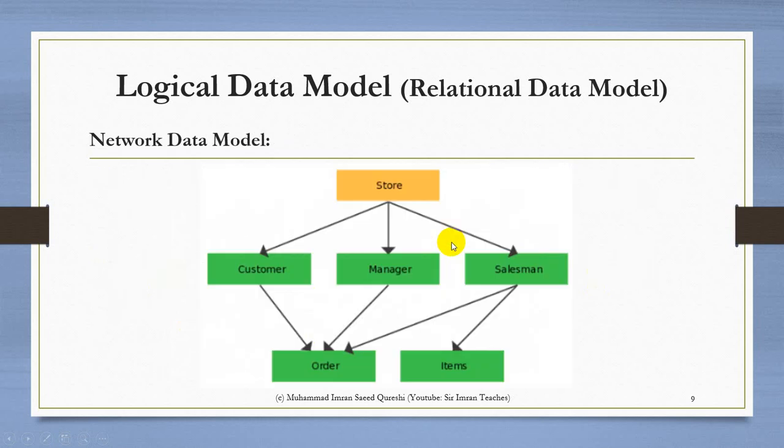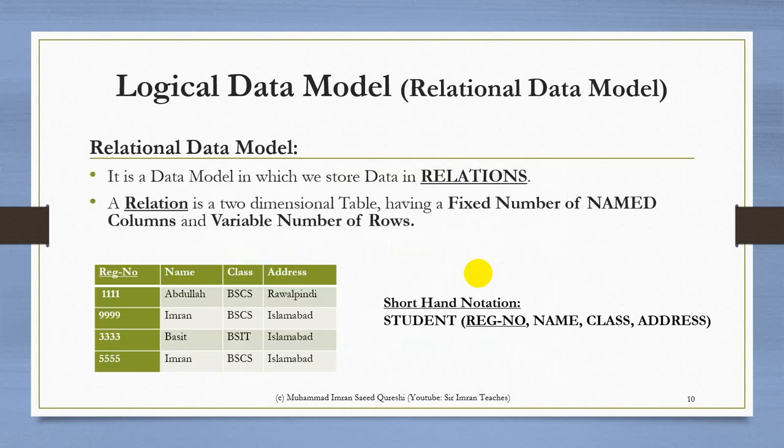So now here, in the case of a network, any entity class can be connected to any other entity class. Here you can see that the order entity class is related to the customer as well as the manager and the salesman. So this is the network diagram in which a child can have more than one parent. In the hierarchical data model, we were not able to do this. So these are the two data models, and the third one is the relational data model.